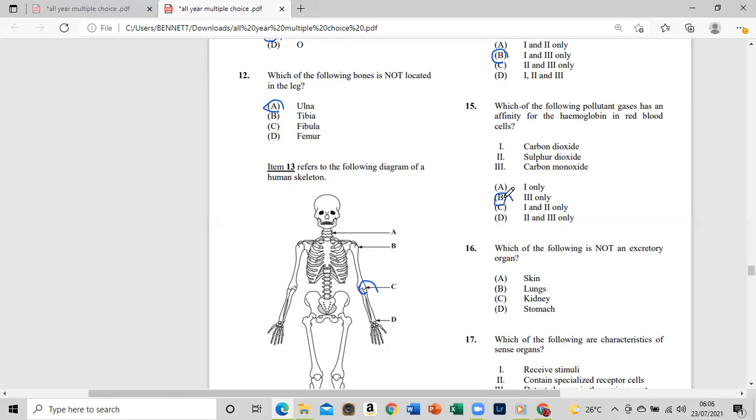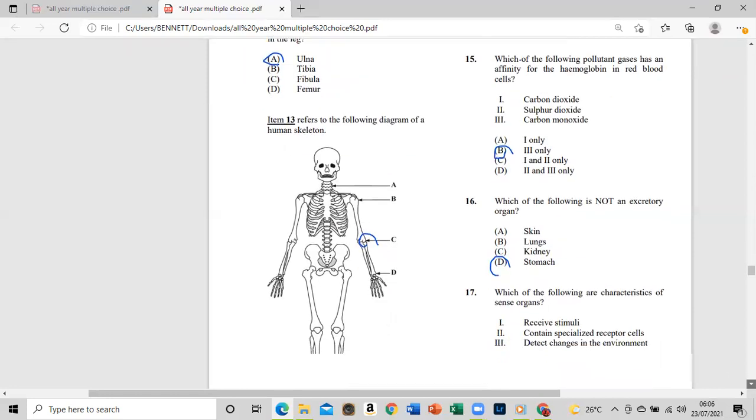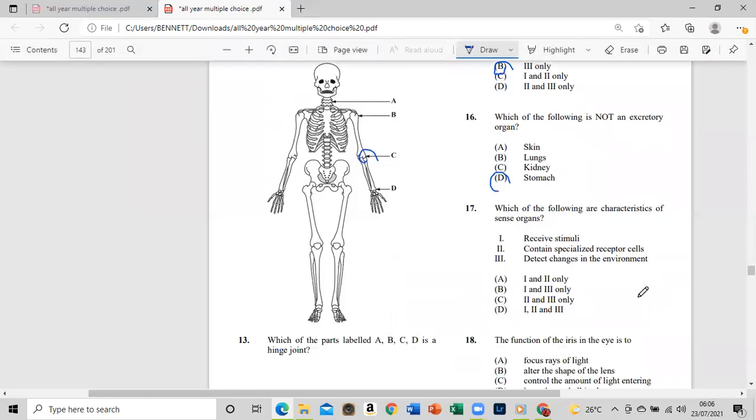Number 16, which of the following is not an excretory organ? Skin, lungs, kidney, stomach. So 16 would be D, the stomach, which is used to digest food. All right, it's part of the digestive system.